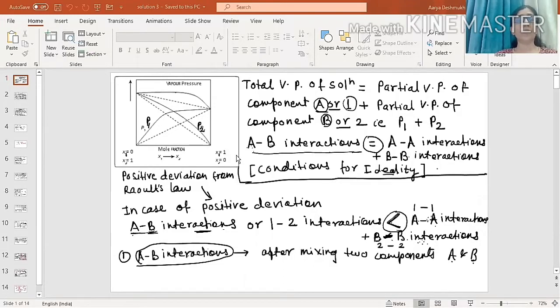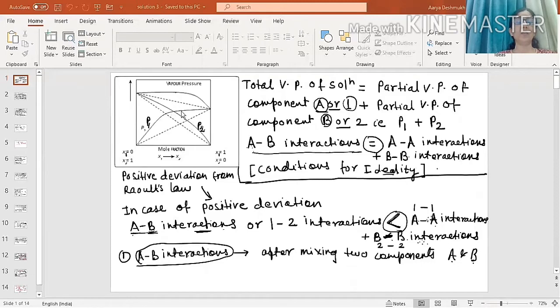Let's start with the new concept, that is positive deviation from Raoult's law. Here you can see the graph which shows the mole fraction on the x-axis and vapor pressure on the y-axis. These dotted lines are the ideal conditions, which are followed by Raoult's law. So if the solution follows Raoult's law, it is shown by those dotted lines.